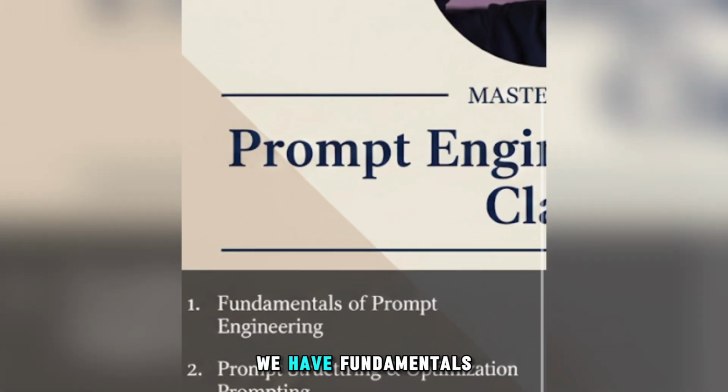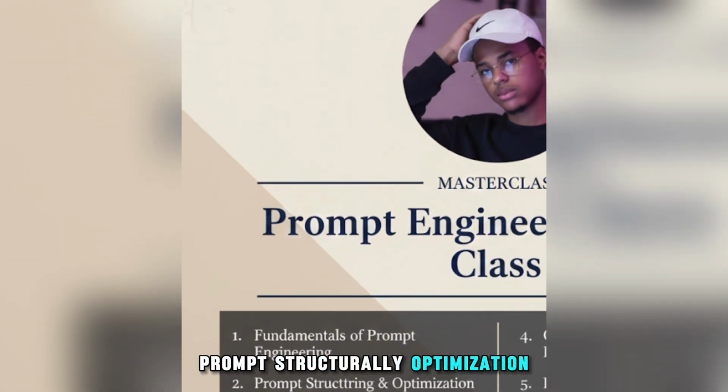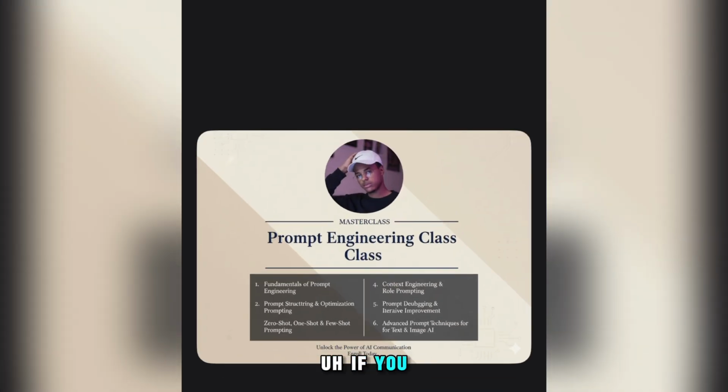As you can see, we have fundamentals of prompt engineering, prompt structuring, optimization, prompting. So if you want to give more detail to this AI, the name of your academy, your phone number, whatever, you can just give it to ChatGPT at the beginning while you are trying to generate your prompt. All right, that is how exactly you are going to do it. I think this is going to be the easiest way to generate any flyer using AI.